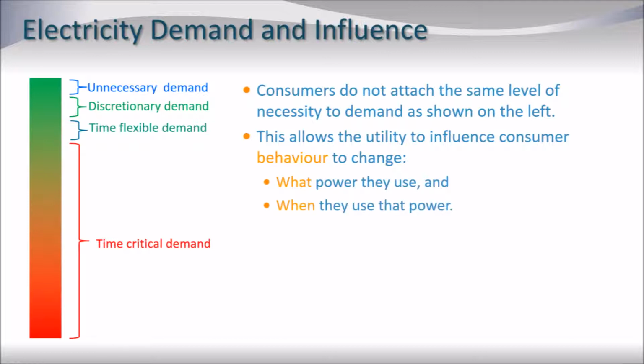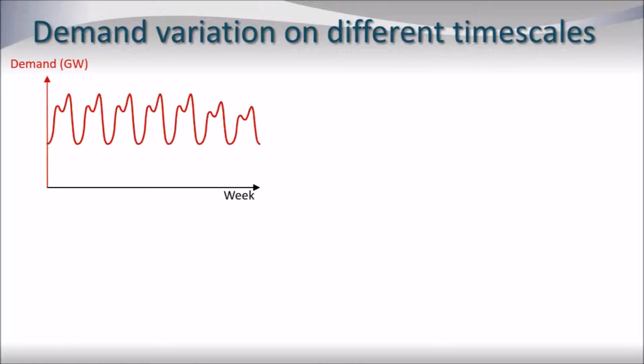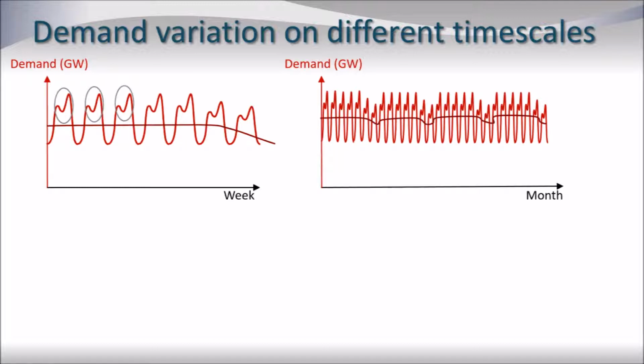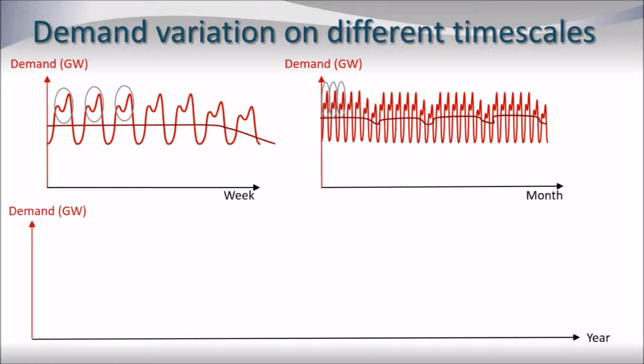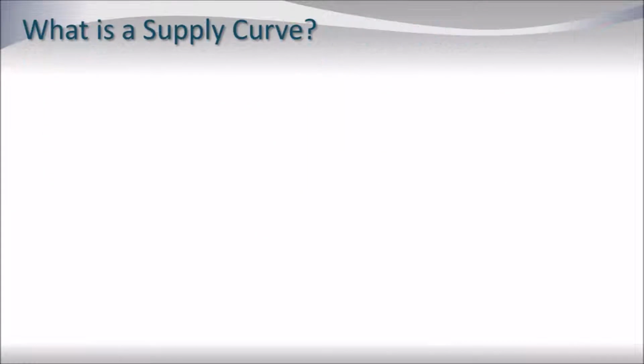The daily demand curve, which looks a little bit like a double camel hump, varies across the week, with weekends and public holidays requiring less demand. It varies across the month, but is nonetheless fairly repeatable, and it varies across the year, generally with more demand being required in one season than another. So if demand has a curve, so must supply.